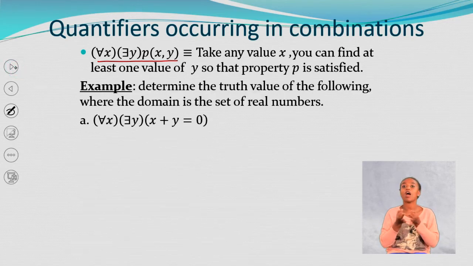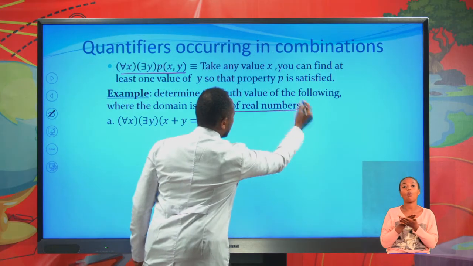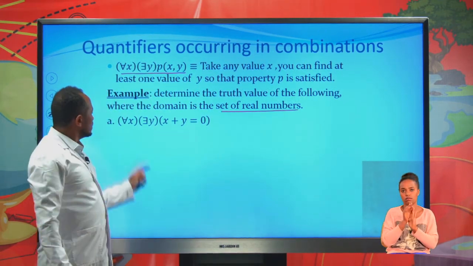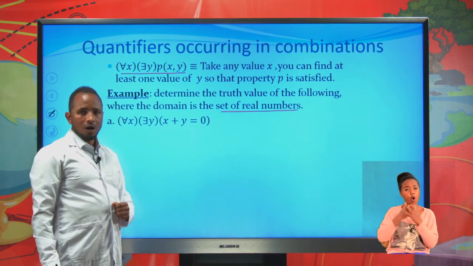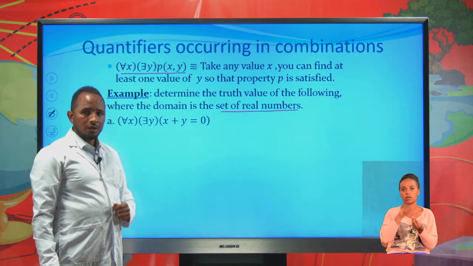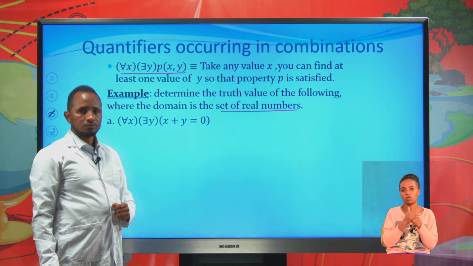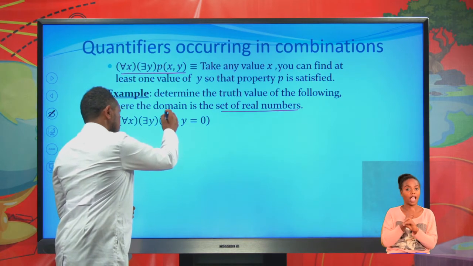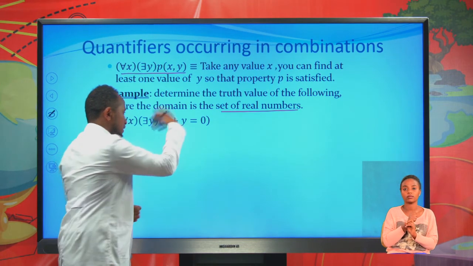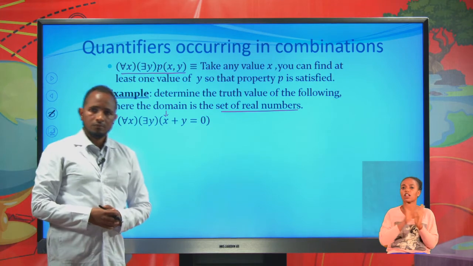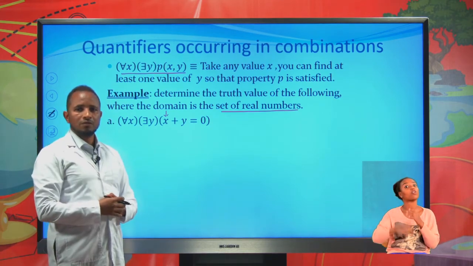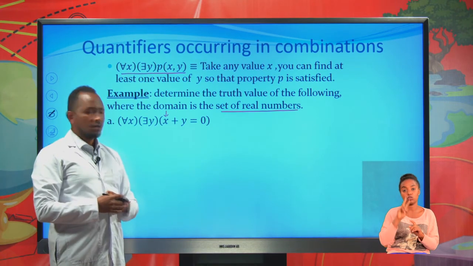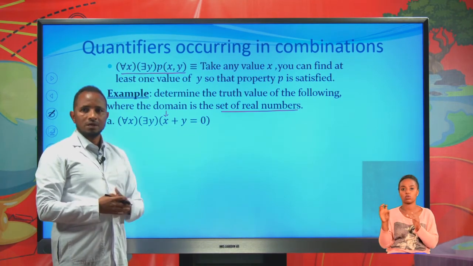Determine the truth value of the following, where the domain is the set of real numbers. Here it says, for all x, for some y, x plus y is equal to 0. This means, take any real number, you can find a value of y. Let's take any real number. For example, if you take 2, you can find y satisfying this. Yes, 2 plus y is 0, y is negative 2.